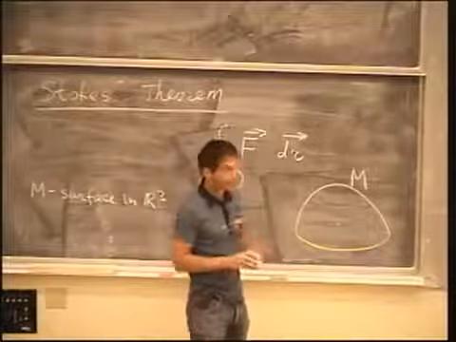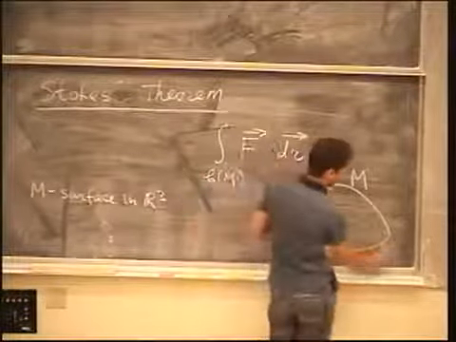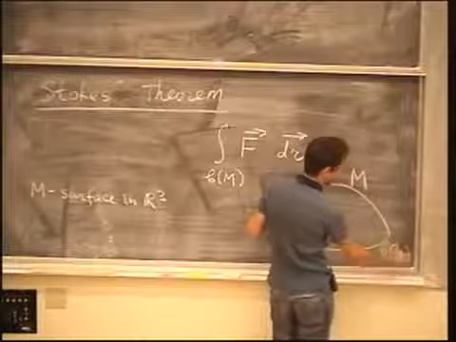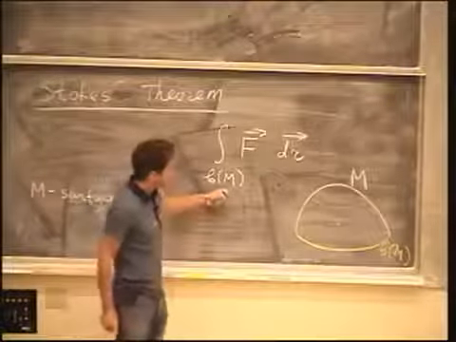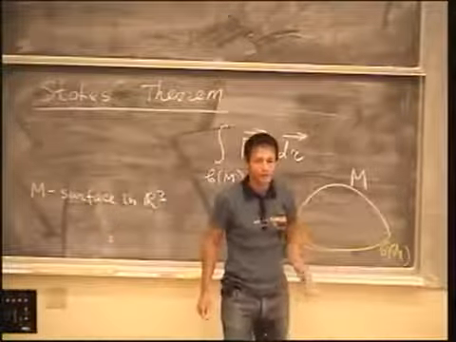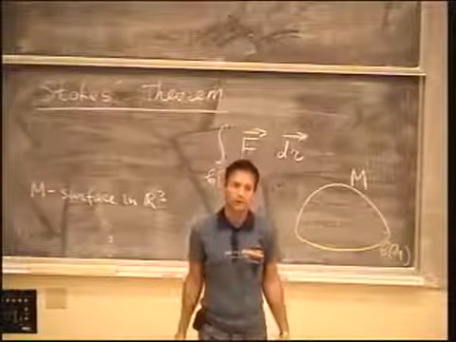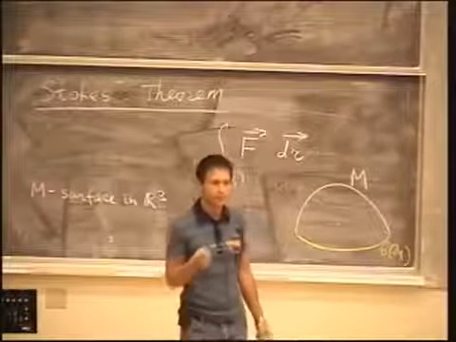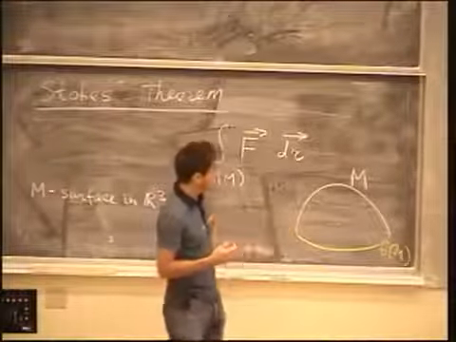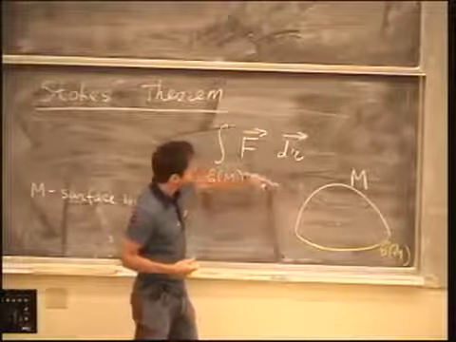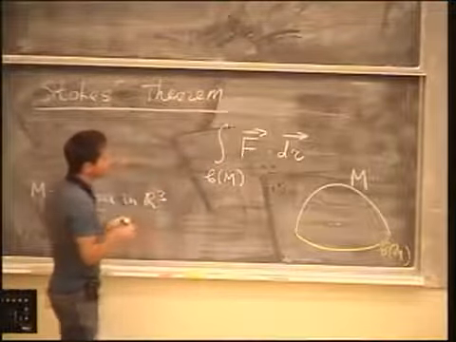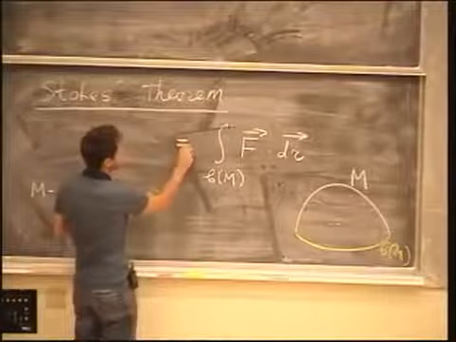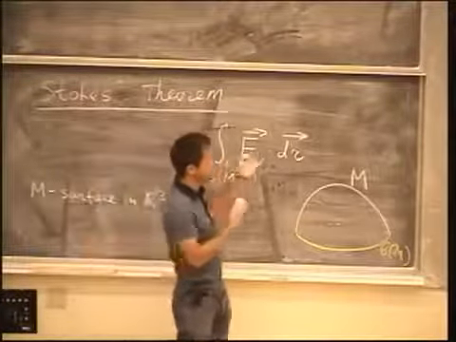This surface has a boundary. And that's what I call here B of M. So in this case, if you really think in terms of the upper hemisphere, it is a circle. In any case, it's a curve. And over that curve, we can take this line integral, where F is a vector field. So that's the left-hand side, and it is kind of easy in the sense that we already know what it means.